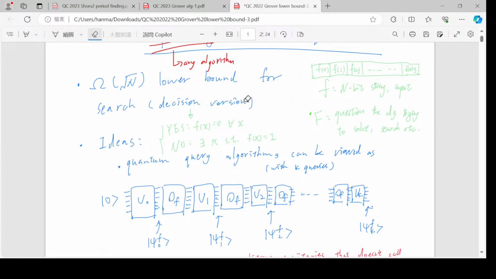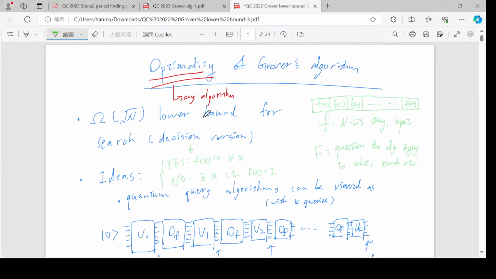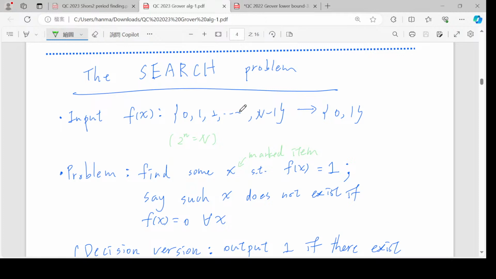So let's erase this. We have small f and a big F, and we want to calculate big F of small f. Given some small f truth table, I can find a marked item. But actually, for lower bound, we might want to make things a little simpler. This is also something we said.